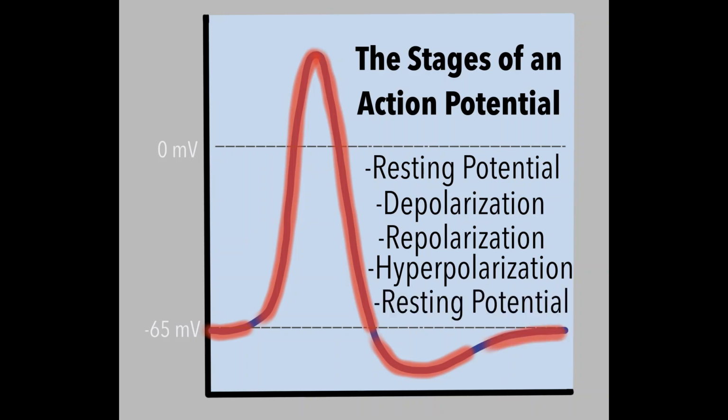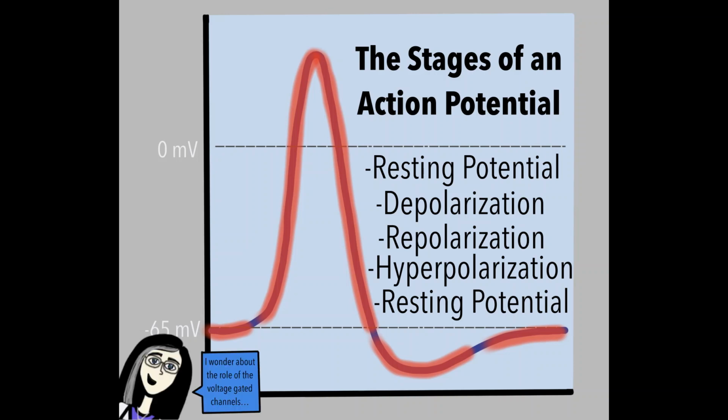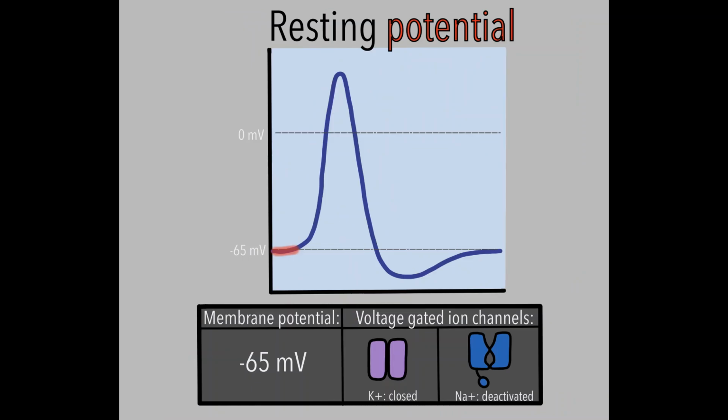After a while, homeostasis is reached and the cell will enter into the resting potential again. Remember those voltage-gated ion channels we talked about for this? Let's see what their role is in the stages of the action potential. Starting with the resting potential, the membrane potential is around negative 65 millivolts. The voltage-gated potassium channels are closed and the voltage-gated sodium channels are deactivated.